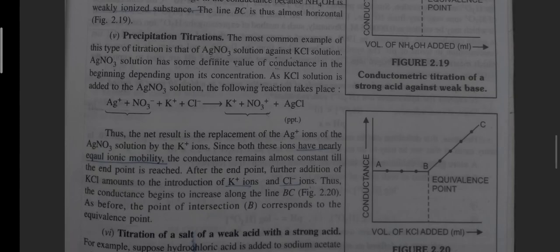Since both these ions have nearly equal ionic mobility, the conductance remains almost constant till the end point is reached. After the end point, further addition of KCl amounts to the introduction of K positive ion and Cl negative ion. Thus, the conductance begins to increase along the line BC. As before, the point of intersection B corresponds to the equivalence point.